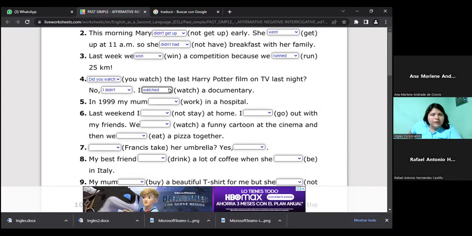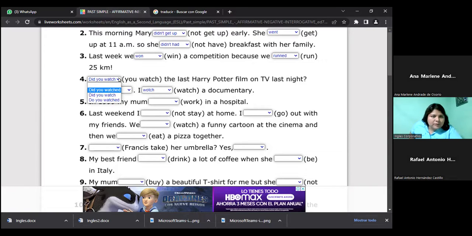Watch, just watch. But remember that in the questions you don't modify the verb. You only use the auxiliary in order to make it past. So that would be correct. Did you watch? No, watched es cuando es en tiempo pasado. Sería la número 4. Check number 4. Select the question. Elige ahí la pregunta, ahí las opciones de la pregunta.